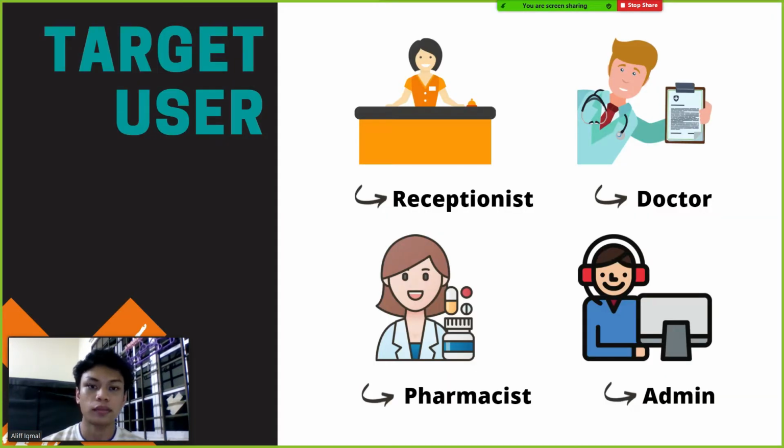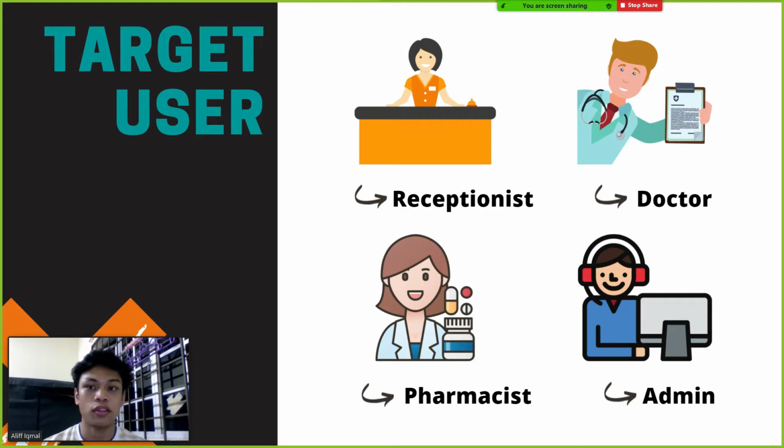Okay, next. We have four different target users. The first one is the receptionist. Basically, the receptionist will be the first one to meet the patient. They will check whether the patient has visited the hospital before. If not, then the receptionist will have to register the new patient. Next, the receptionist will add the patient to the queue, and soon they will be viewed by the doctor.